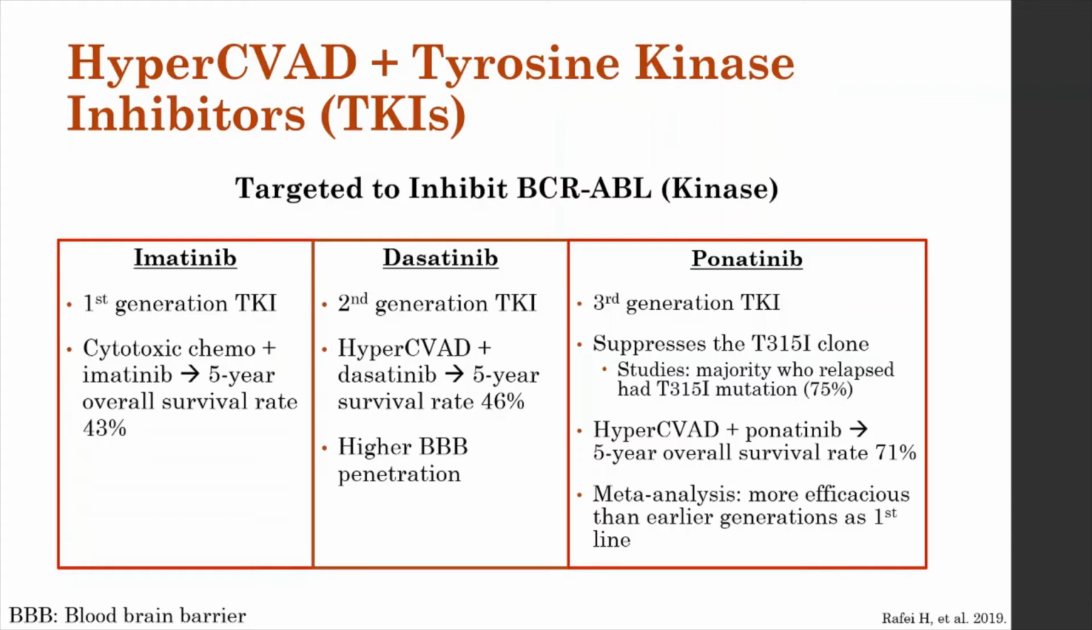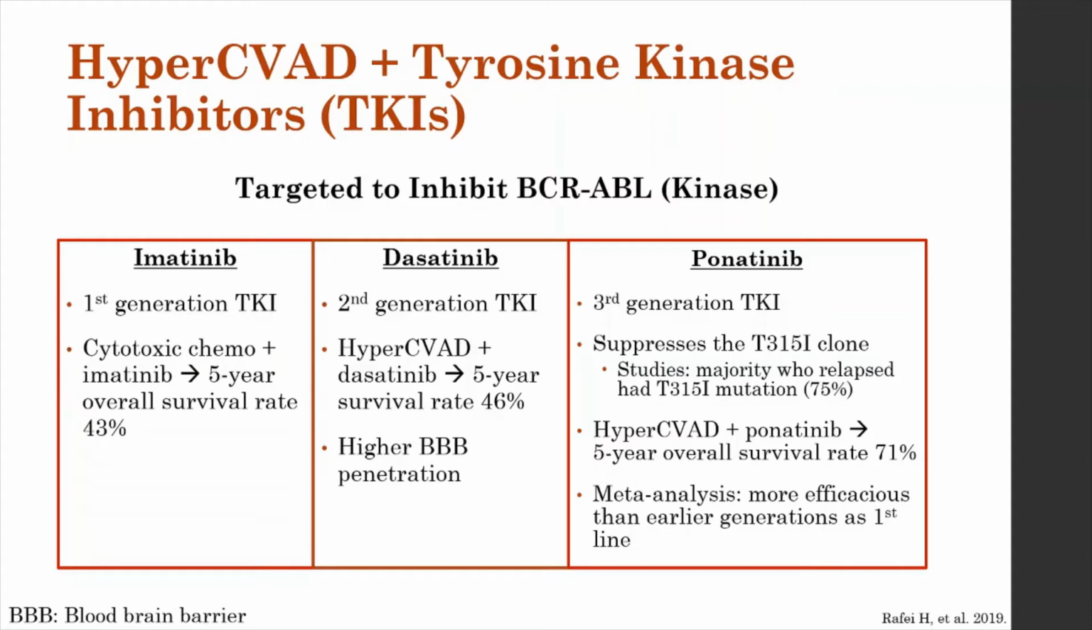So the first one that was developed was imatinib, and patients did relapse on imatinib, which prompted the development of dasatinib, which has higher selectivity and potency, and it also has higher blood-brain barrier penetration, which is important because the CNS is a common site for relapse in ALL patients. But patients still relapsed on dasatinib, and when they looked at the studies, they found that 75% of patients who relapsed had a specific mutation called the T315I mutation, and that's where ponatinib comes in.